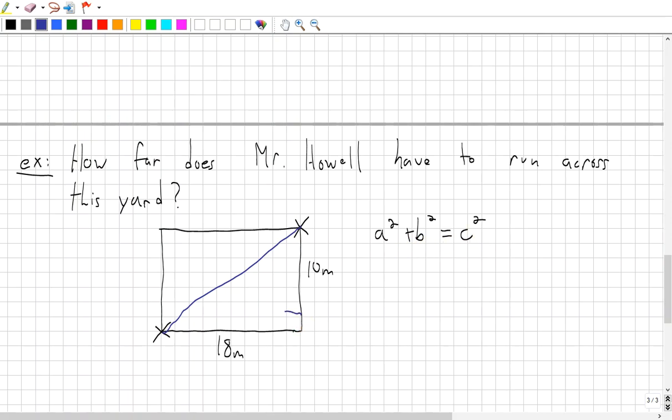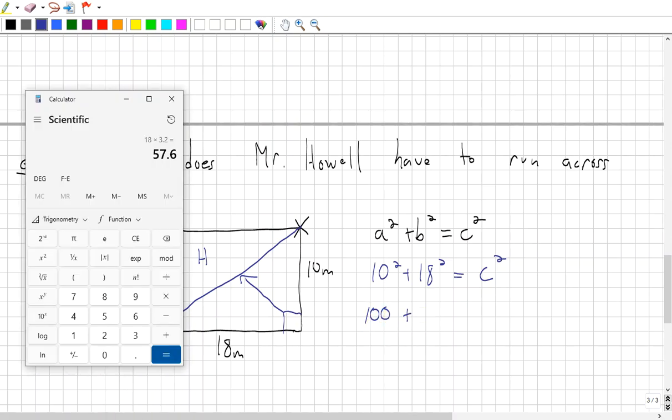The right angle for this rectangle would be here. The hypotenuse would be right across from it, which would be right there. I'm just going to use my little h for my hypotenuse. And then I just plug the 2 legs into this equation. So the 2 legs are 10 and 18, and that will be equal to C squared, again, my hypotenuse. 10 squared, of course, is 100. 18 squared, you may not have memorized.